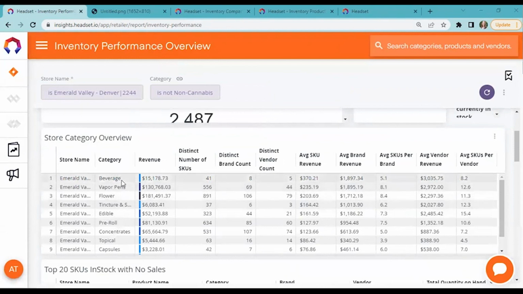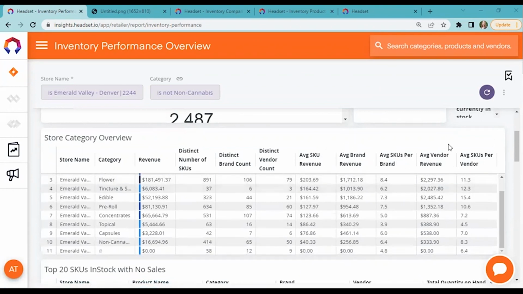You can see how many SKUs you have in terms of beverages, flower, tinctures, vapor, all of your different categories here. The distinct number of SKUs tells you how many, and you can also break it down by brand and vendor count. So you can see how many brands are making up this 41 distinct SKUs, and what that means in terms of vendors as well. We also have revenue, SKU revenue, brand revenue, all that good stuff. So we have lots of information there.